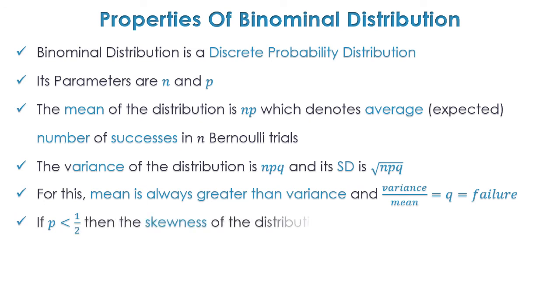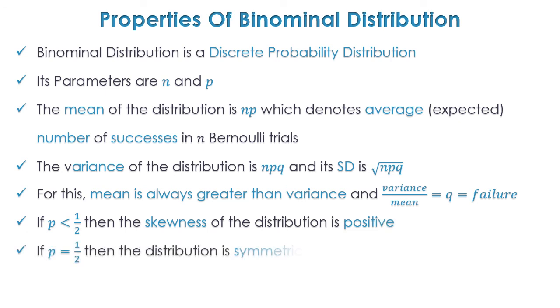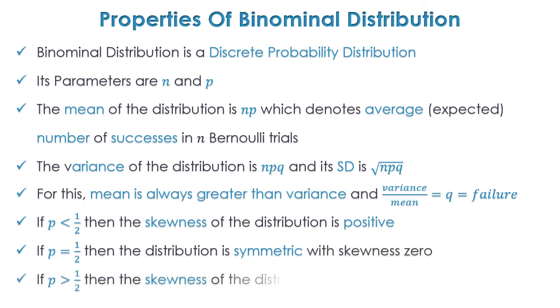If p is less than 1 upon 2, the skewness is positive. If p is equal to 1 upon 2, then the distribution is symmetric, which means the value of the skewness for this distribution is 0. And if p is greater than 1 upon 2, then the skewness of the distribution is negative. These are the properties, or you can also call them the characteristics, of the binomial distribution.